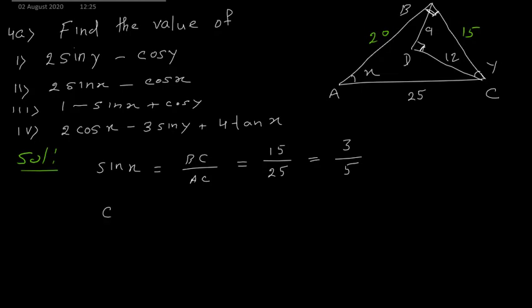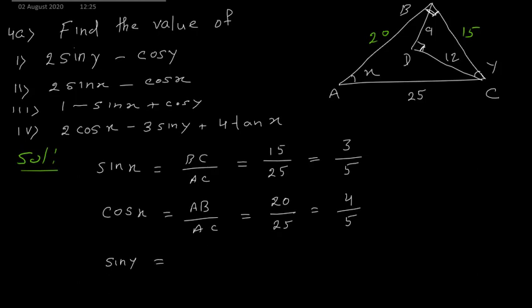Then I will find cos x. Now the value of cos x is AB upon AC. The value of AB is 20 and the value of AC is 25. So 5 4s are 20 and 5 5s are 25, so this is 4 upon 5. Then let us find sin y.